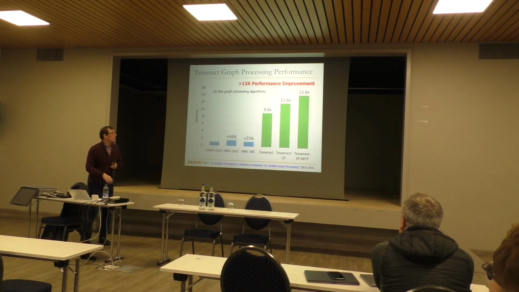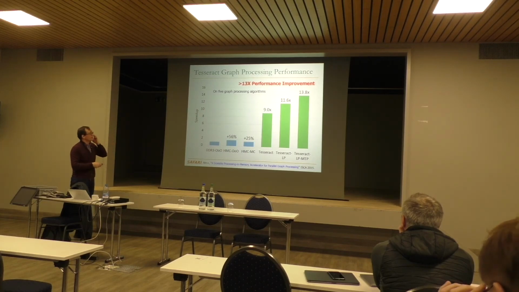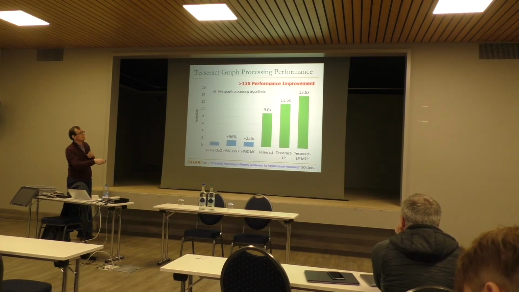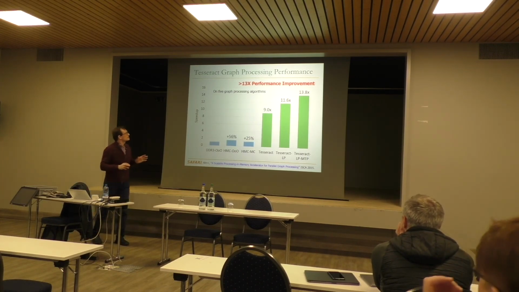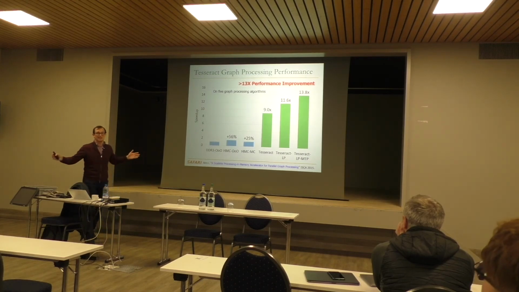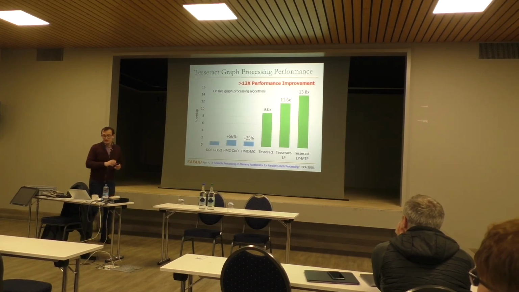And this is the performance improvement that we get on 5 graph processing algorithms. This is the average performance improvement. Basically, including the prefetching mechanism, we improve performance by about 13.8x compared to DDR3, which is significant, but we changed the entire system also. And we didn't really optimize the system.